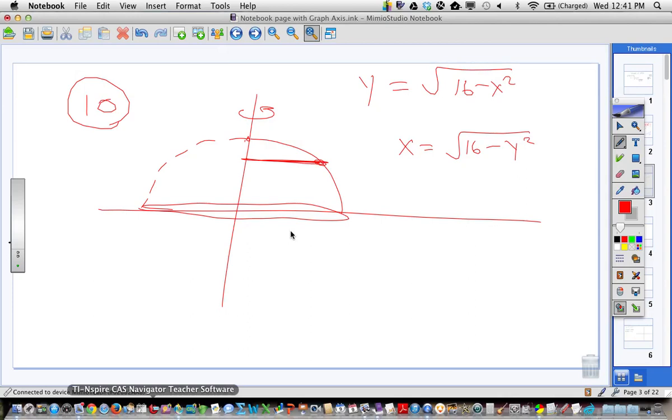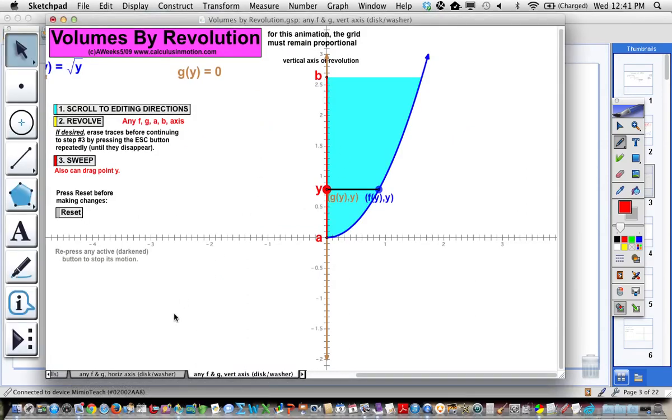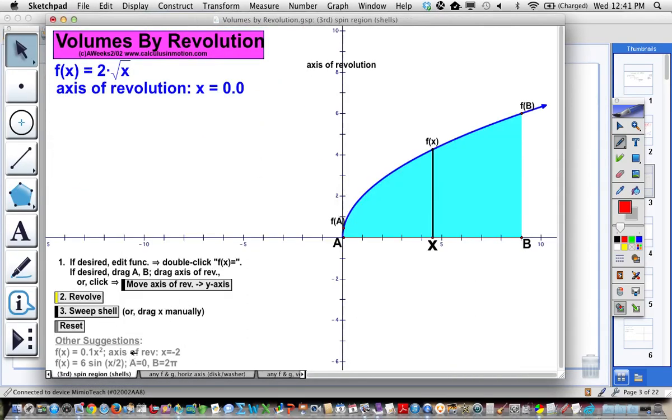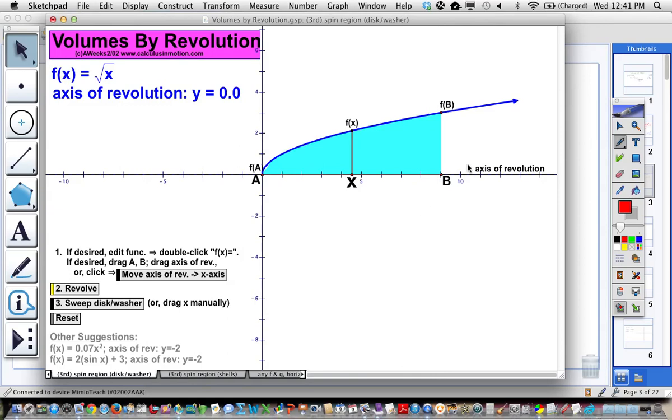We're going to do one of those. Oh, time out. There's something else I need to do first. Okay, so back to this picture right here. All right, let's move this axis of revolution now.